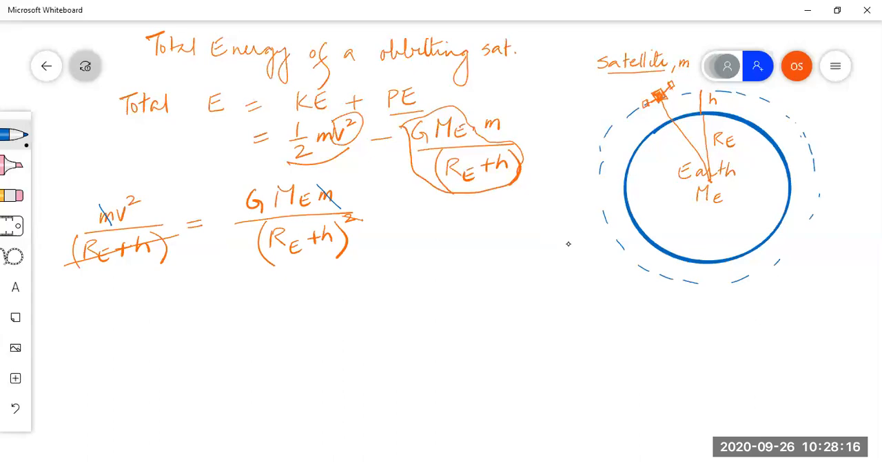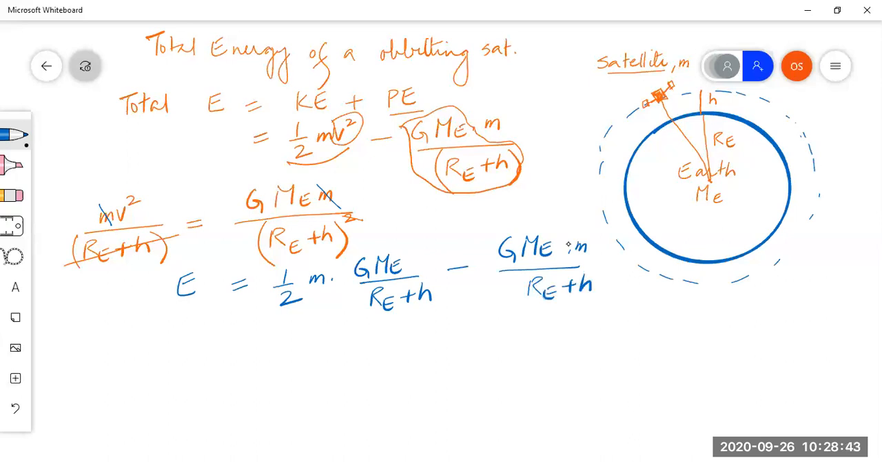Let me put this value here. I get total energy E is equal to half m into G M e divided by Re plus h, minus G M e into m divided by Re plus h. Wow, these two become similar terms. I can always subtract them.